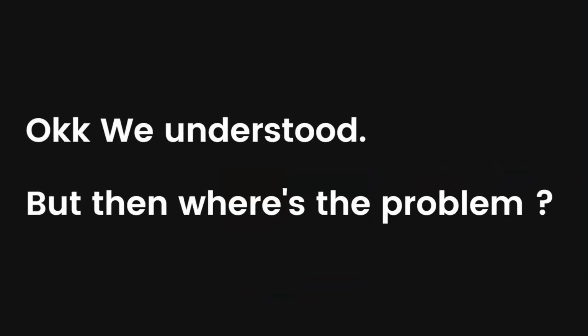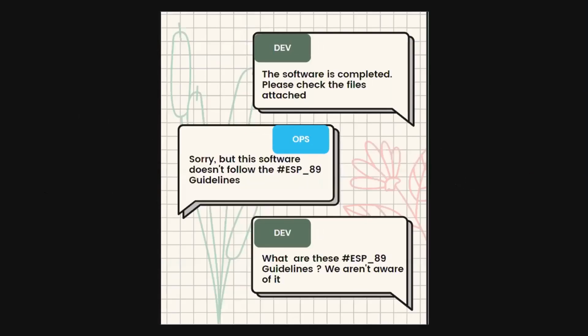So you understood the process, but then where's the problem? You heard about the development team, the testing team, the operations team. Everything is well defined. Now, where's the problem? This is a scenario where the problem occurs. You can see the development team has completed its software. It is passing its files to the operations team, but the operations team is saying that it doesn't follow particular guidelines. Maybe it can be company guidelines or coding guidelines. It can be anything. They are saying it's not following the guidelines.